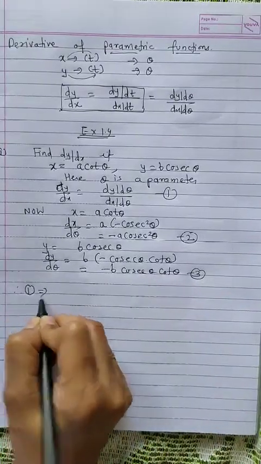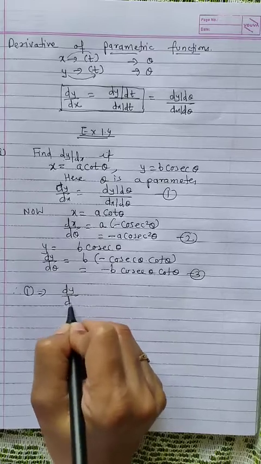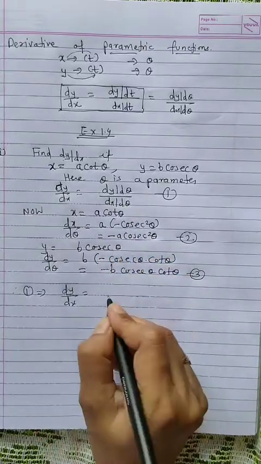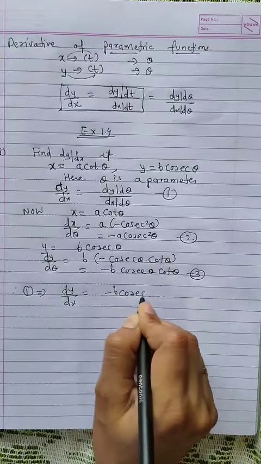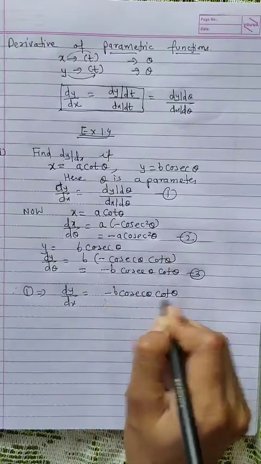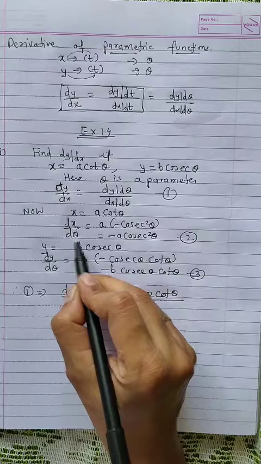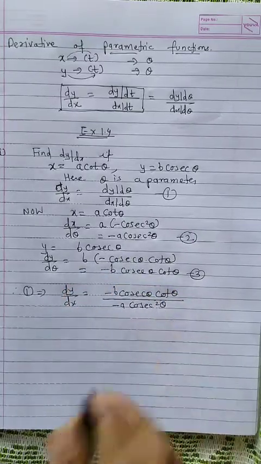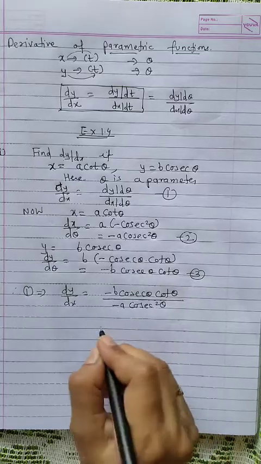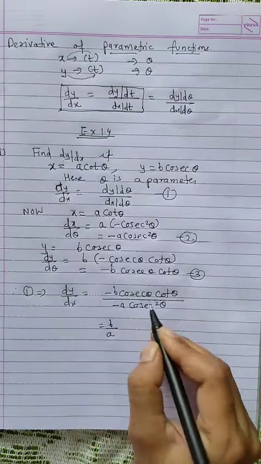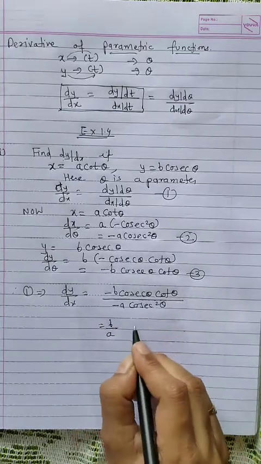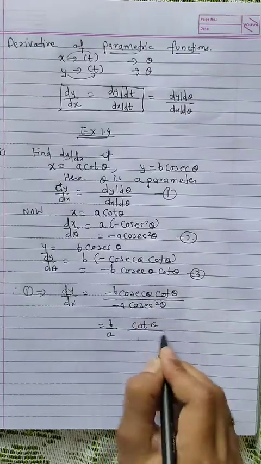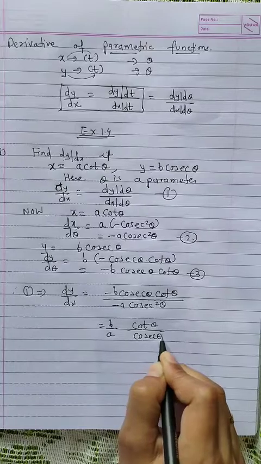Therefore our equation 1 implies dy by dx equal to dy by d theta. What is dy by d theta? It is minus b cosec theta cot theta upon dx by d theta, which is minus a cosec square theta. Now solve it. Minus minus get cancelled. We have b by a. One of the cosec gets cancelled. So we are left with cot theta. Cosec upon cosec square means simply 1 upon cosec theta.